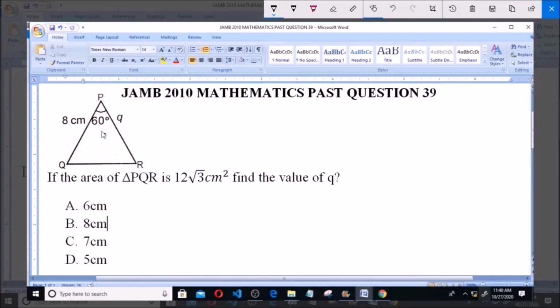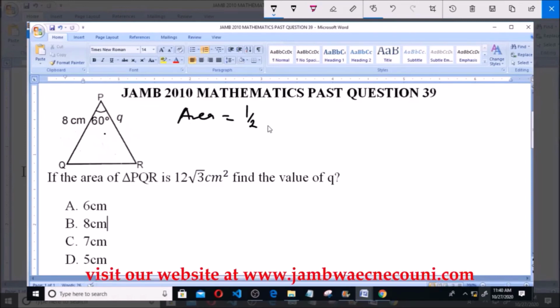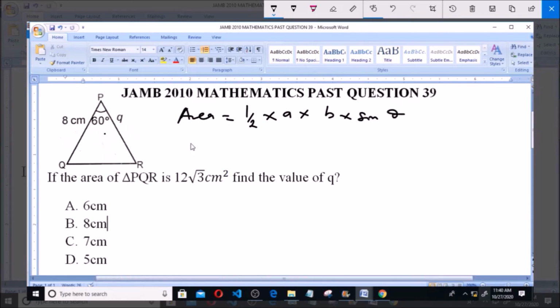Now, looking at this triangle here, we have triangle PQR. This side is 8 centimeter and this side is Q. And we are asked to find this Q, given that the area of this triangle is 12 root 3. Now we know the area of a triangle is given as half times A times B times sine theta.